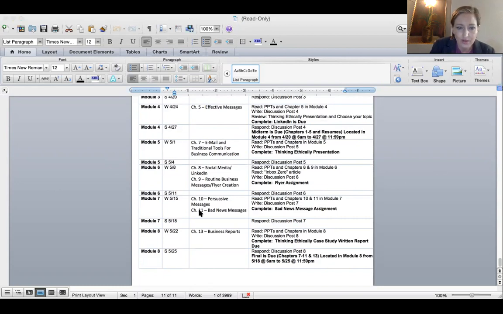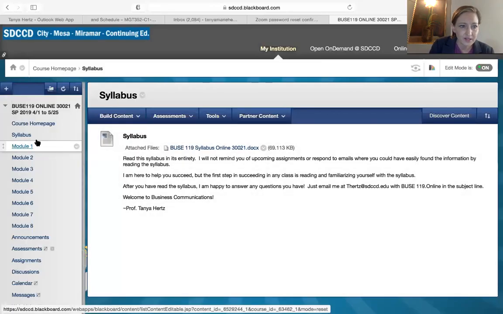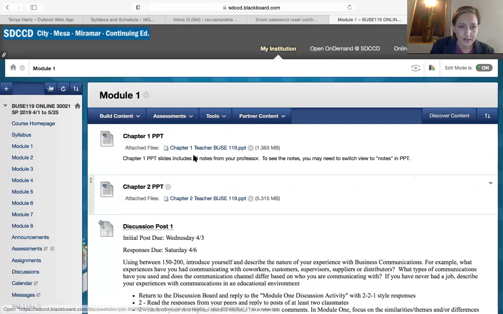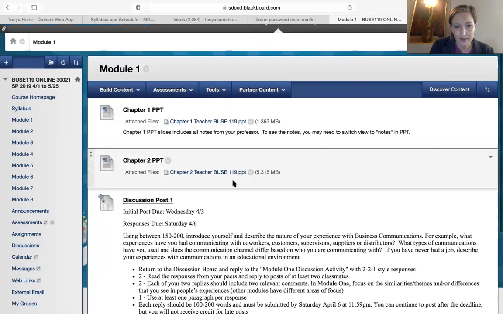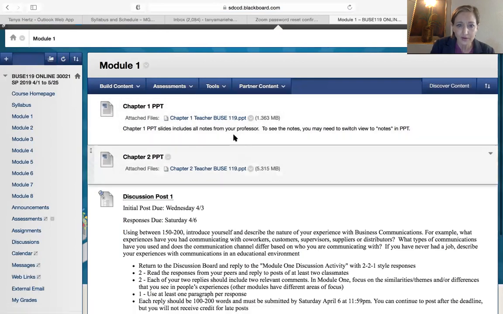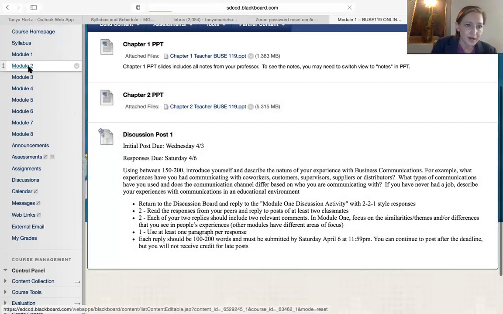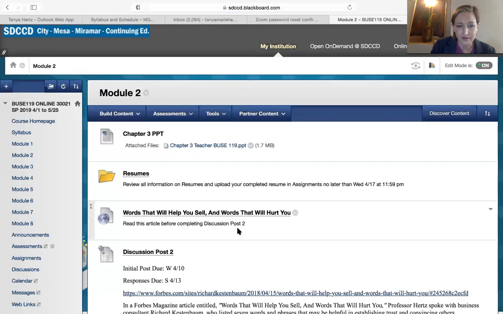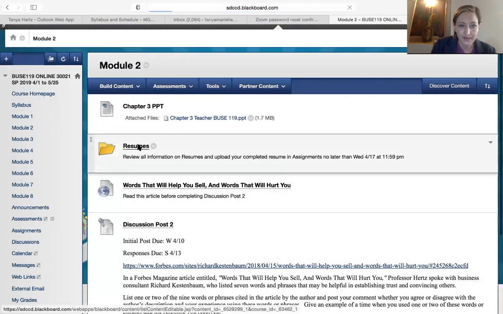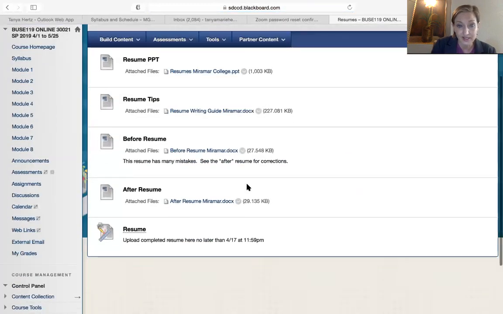I wanted to show one other thing here, and that is back to the course page. These are the modules over on the left-hand side. In Module 1, the chapter PowerPoints are in there. These PowerPoints have all of my notes in there as well. If you download these, make sure you put it in the notes view so that you can see the notes that I've put in there. There's the discussion post. Some of the modules will have more in there. Usually there's a video or two. There's an assignment and the instructions on how to complete the assignment.